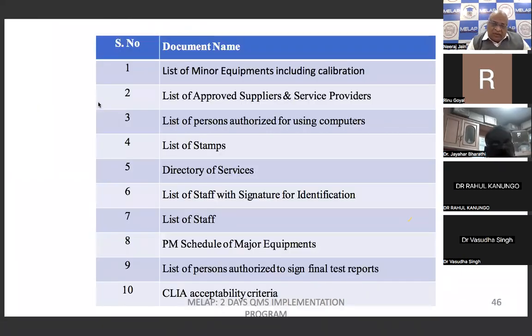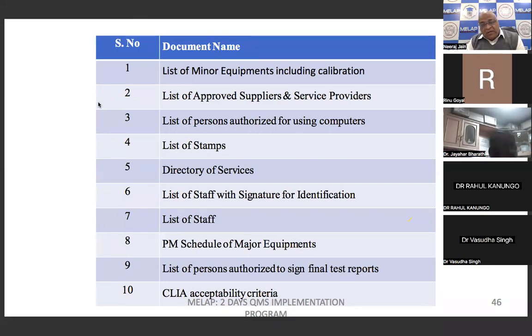This will help you in better administration within the laboratory. Use of minor equipment, including calibration, list of approved suppliers. Although this is not a requirement of ISO 15189 in the new edition, still this is a good practice. But list of referral laboratory is a requirement. List of persons authorized for using computers.